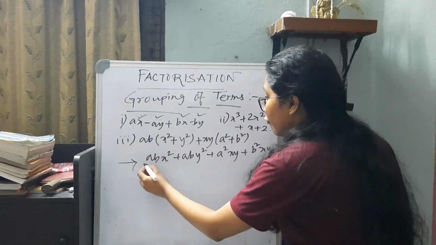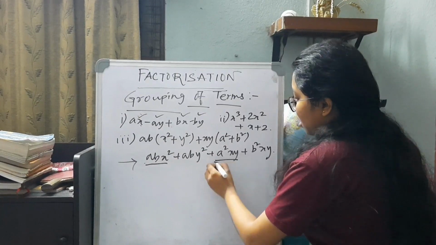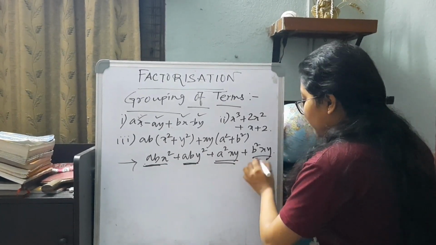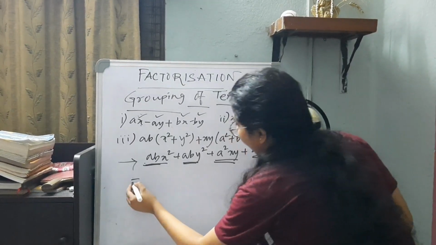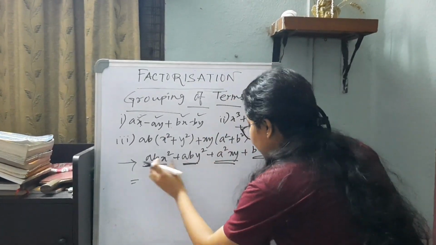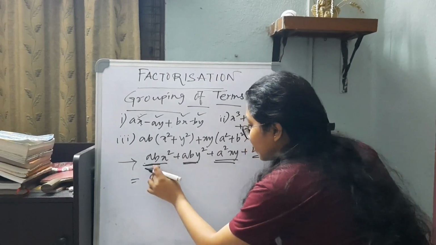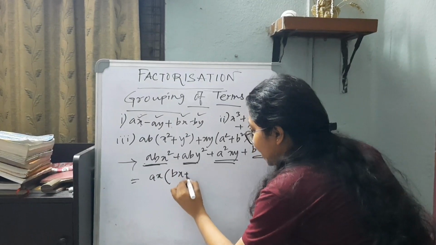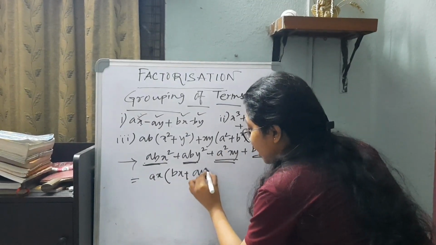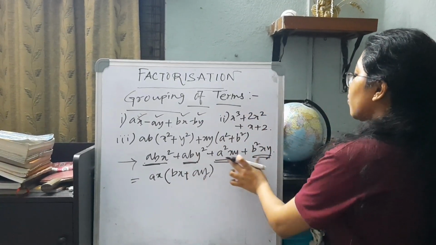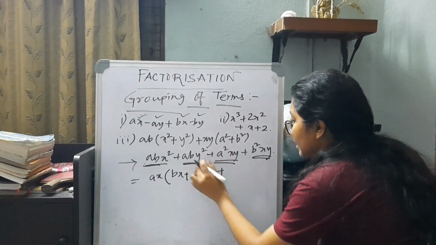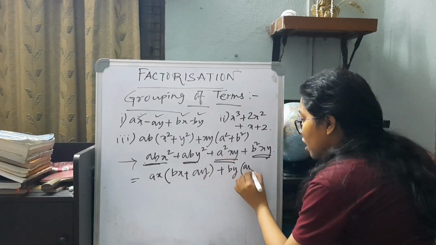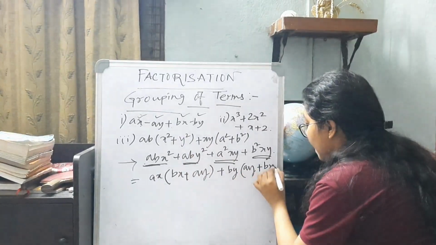That is, if I take AX common from these two, and from here I take BY common, we can get the factor form. Let's check. If I take AX common from this one and this one, we have BX plus, from this one, AY. Now going to these two parts, we can see that BY is common, so the answer is AY plus BX.